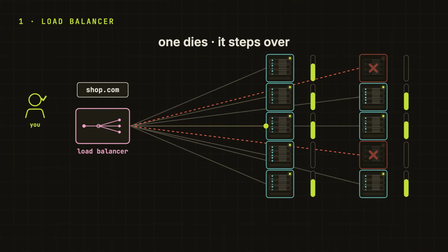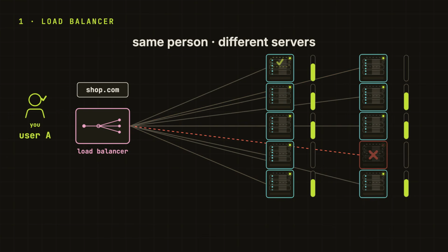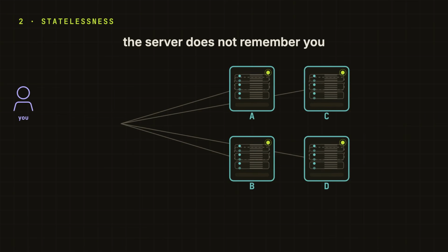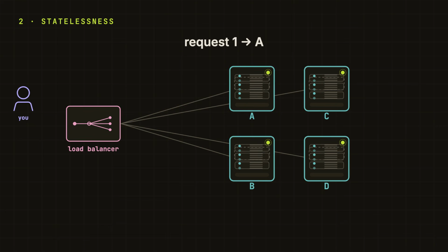If your requests are landing on different servers each time, how does any one server remember that you are logged in? And that is our next concept, statelessness. Okay, so remember, HTTP is stateless. The server does not automatically remember you. And now it is worse because with a load balancer, your first request goes to server A and your next one might be going to server B, a completely different machine that has never seen you, right?